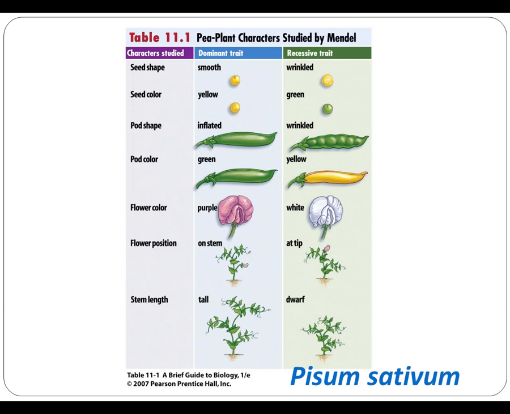Other traits, the pod color could also vary, green or yellow. The flower produced was either purple or white. And the position of the flower was at the end, or on the stem, some variation they saw. And then he called some plants tall or dwarfs. I guess that really is like textbook A or B.